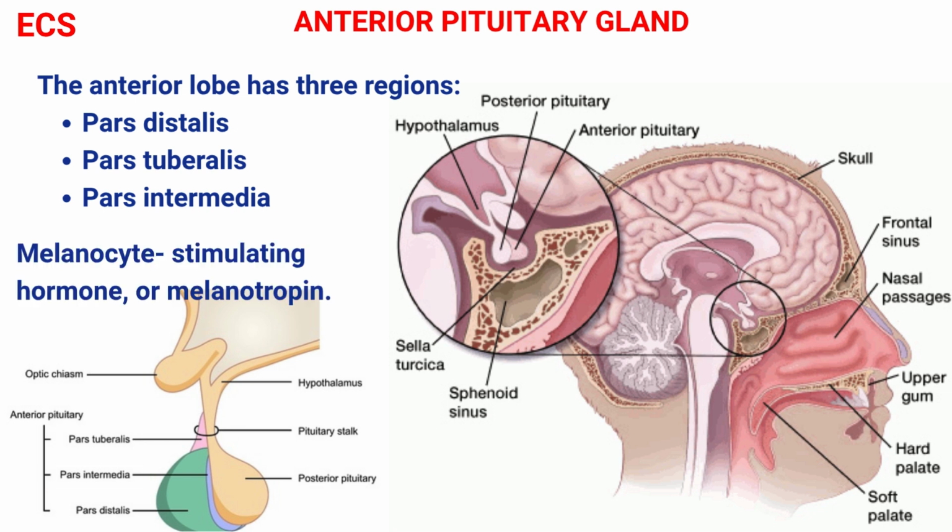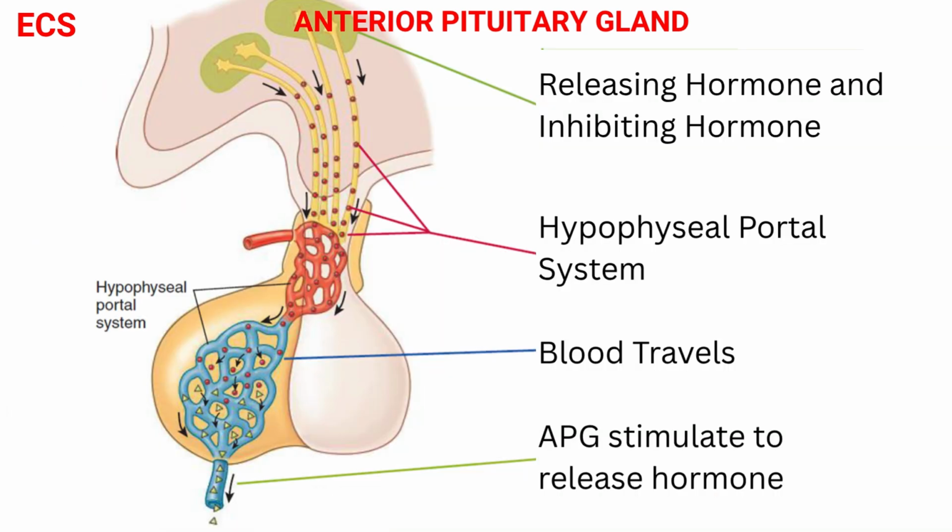This section may secrete two types of melanocyte-stimulating hormone, also known as melanotropin. It stimulates the melanocytes of the skin to increase production of melanin, and the release of melanocyte-stimulating hormone is inhibited by dopamine. Releasing hormones from the hypothalamus control the anterior pituitary's secretion and travel in the hypothalamic capillary network. These fenestrated capillaries form the hypophyseal portal veins passing along the pituitary stalk to the capillary network of the anterior pituitary.